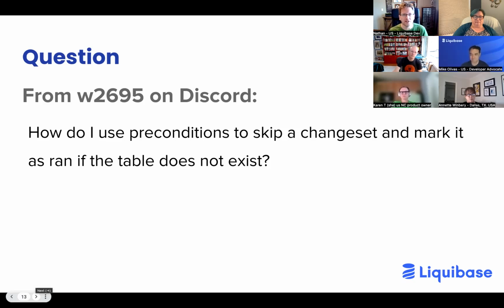The default is to just stop the update and say this precondition failed. The alternative options, one could just be a warn and continue on. But the one that they're looking for here is mark ran. So you can just say, if this precondition fails, then mark this change set as ran and continue on. That's what they would be looking for here: onFail equals MARK_RAN on your precondition, and then you can just use that table exists precondition inside there.